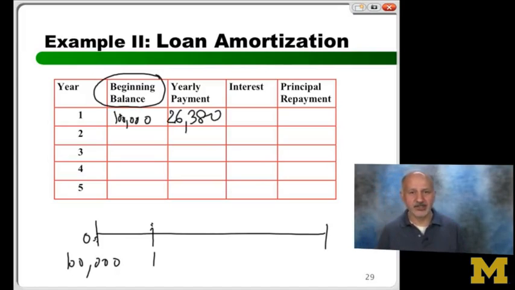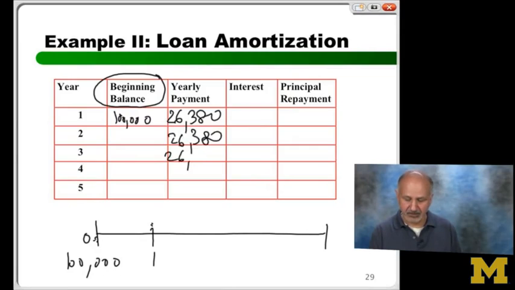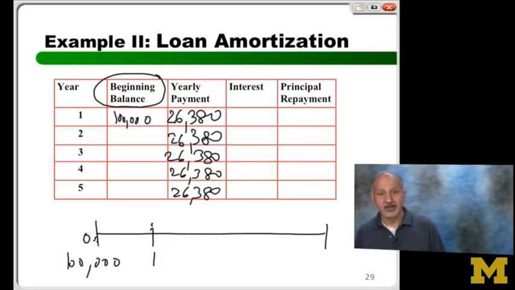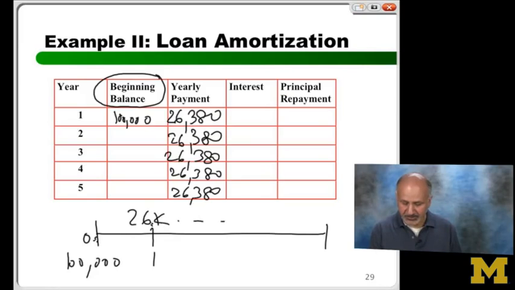The good news is that this, for convenience and very common in the real world, is what is called a fixed interest rate loan. So the interest rate was 10% for convenience. You'll see why. But the good news is, the yearly payment starting with this year is, I'll write 26K for convenience.